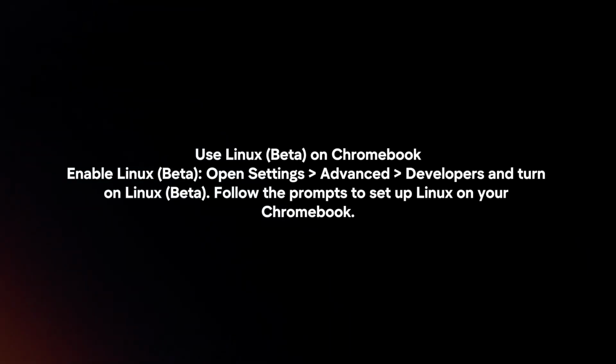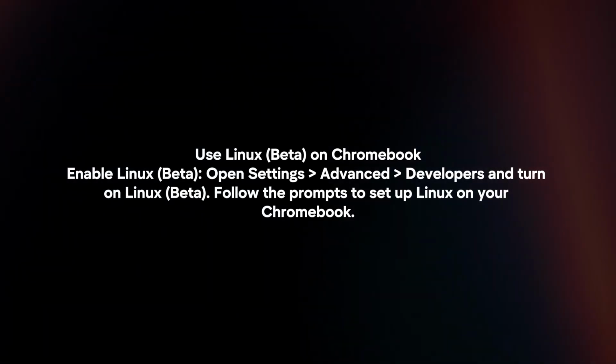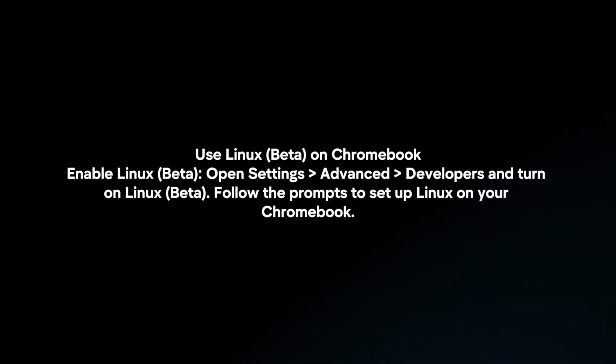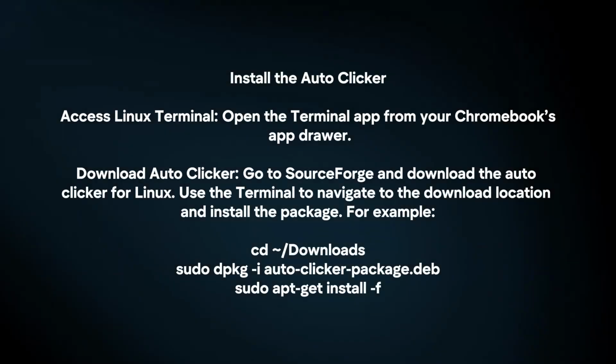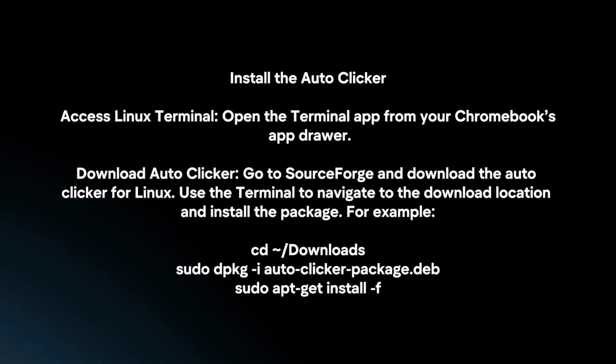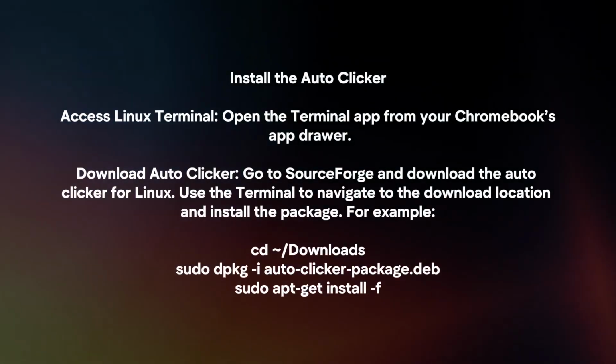Enable Linux. Open Settings, Advanced, Developers, and turn on Linux. Follow the prompts to set up Linux on your Chromebook. Install the auto-clicker. Access Linux Terminal. Open the Terminal app from your Chromebook's app drawer.